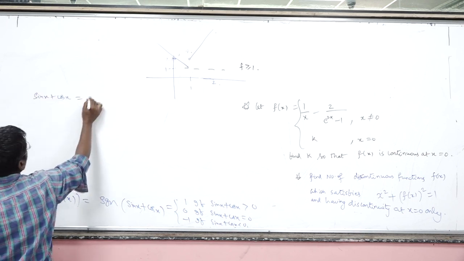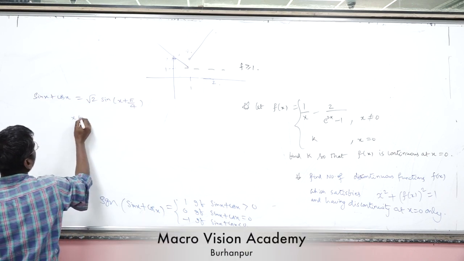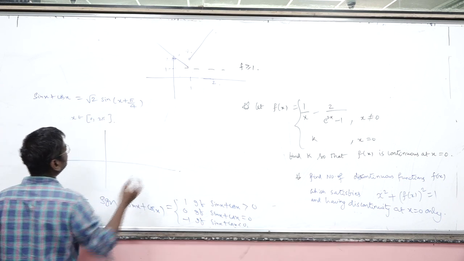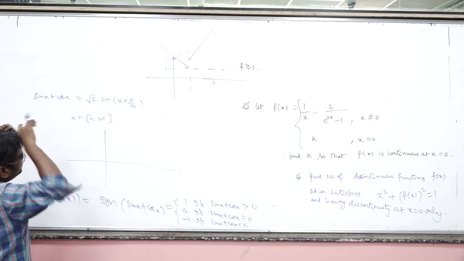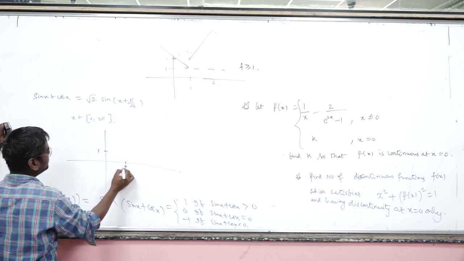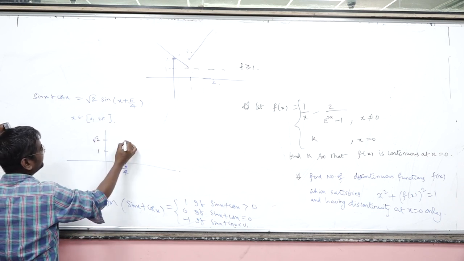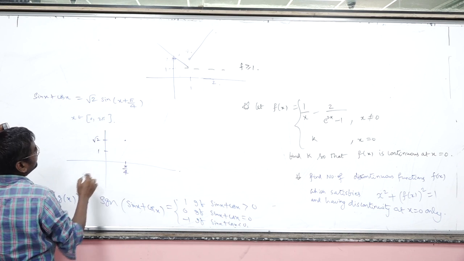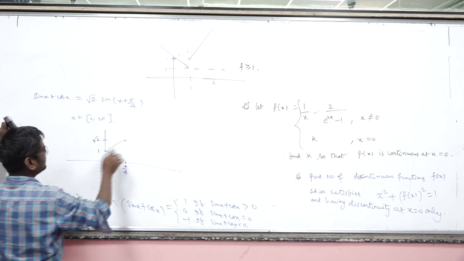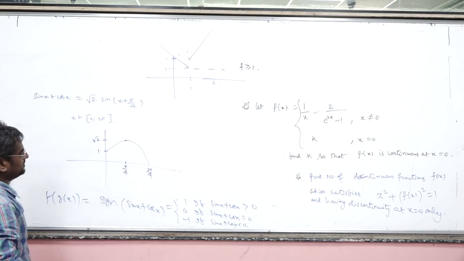This can nicely be written as root 2 into sin of x plus pi by 4, and I said x belongs to 0 to 2 pi. So if we try to draw this graph, okay, x equal to 0, the value starts at 1, x equal to pi by 4, it peaks out to root 2, that is the maximum value. Okay, and minus pi by 4 it is 0, so it goes like this, and it will become 0 at x equal to 3 pi by 4.